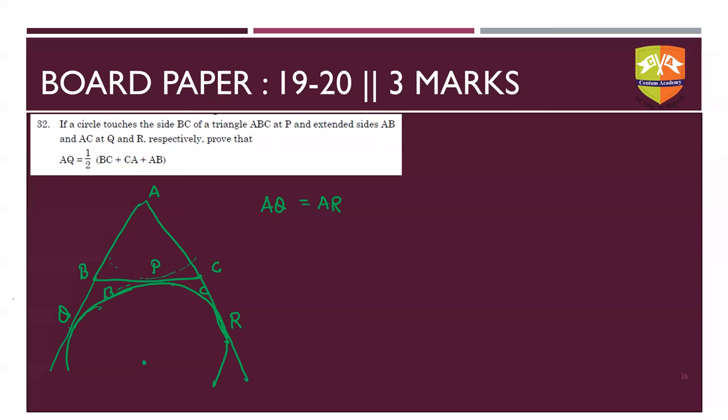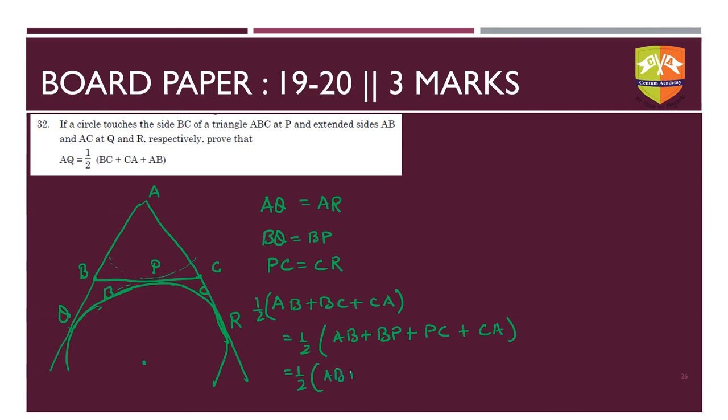Why? Tangents drawn from an external point onto a circle are equal. Similarly, if you see, BQ is equal to BP and PC is equal to CR. Using these three, you can prove AQ. So if you start from the RHS, half of (AB plus BC plus CA) is equal to half of (AB plus BC, which can be written as BP plus PC, plus CA). This is half of (AB plus BP. Now BP can be written as BQ, and PC can be written as CR, plus CA). A similar question we just did above, where there was a numerical based question.